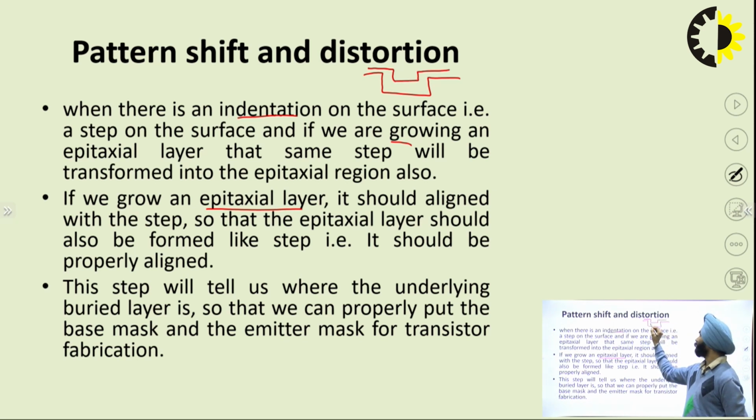So it is shifted for some reason, and when a layer is grown over it, it will be shifted like this. So the layer will be shifted for some reason. This is due to the diffusion that we have discussed in the main lectures. So this will give a shift in the pattern. So the layer that will be grown over the other layer will be dependent upon the pattern that is created in the lower layer.